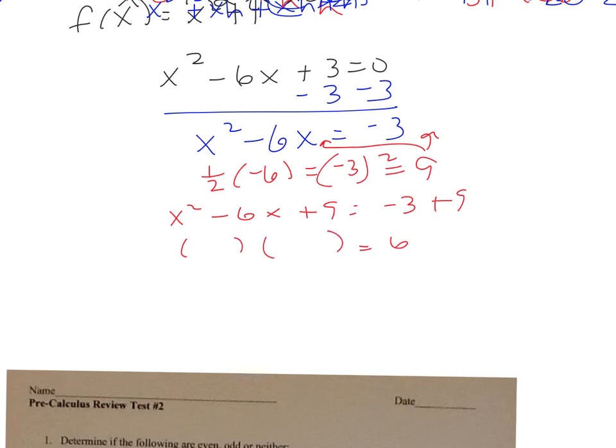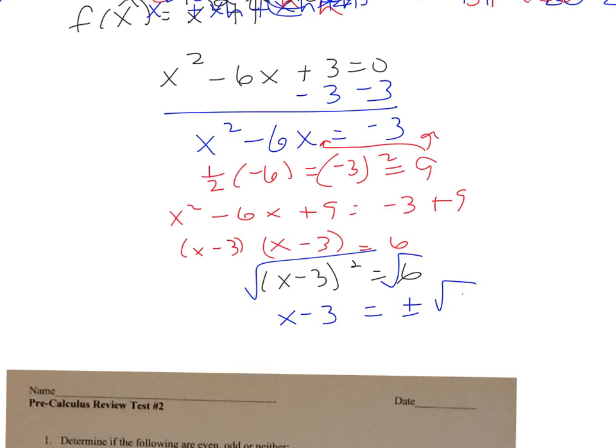And then I factor this. I get x and x. And remember, it's my half of b, which is negative 3. So that's x minus 3 squared is equal to 6. Square root both sides. X minus 3 equals, don't forget the plus minus, the square root of 6. Add 3. X is equal to 3 plus minus the square root of 6. All right, let's take a look at 7.